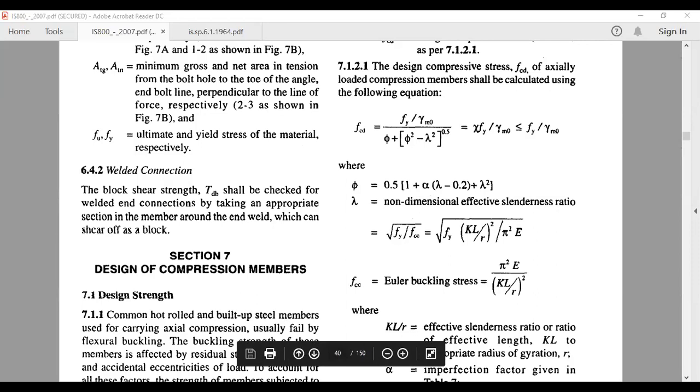Is it visible if I am switching like this? Now I am in PPT. Yes, sir. Okay. So here lambda is calculated Fy by FCC.